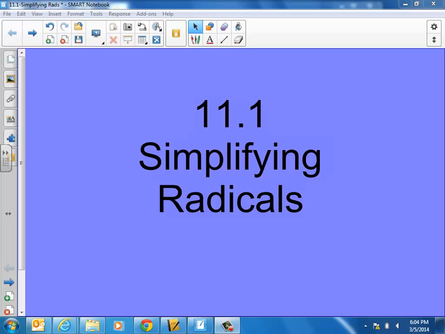We are going to look at more on simplifying radicals. Unlike in chapter 10, where all the radicals you were simplifying, you were just working with one at a time, sometimes we want to be able to multiply radicals, divide radicals, that sort of thing. That's where we're going to go with this unit.